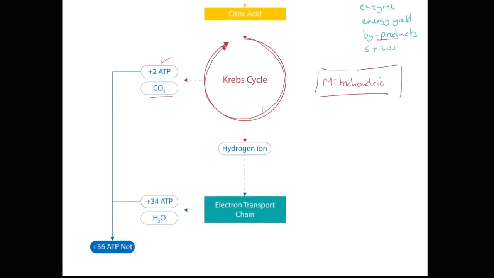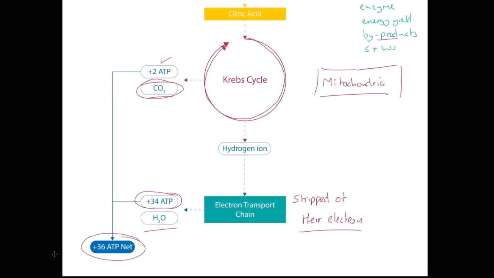So another product of our Krebs cycle is that we produce hydrogen ions. And those hydrogen ions, again within the mitochondria, are carried into our ETC, our electron transport chain. And effectively, in this process, they are stripped of their electron. And when we strip this hydrogen ion of its electron, we get a very large and efficient production of ATP, and we produce water. This goes some way to explaining how things like dehydration can begin to happen, because much of this water would be sweated out or breathed out as water vapor, and we produce it as a byproduct along with CO2 from the Krebs cycle earlier. So what we get here is an ATP net of 36.